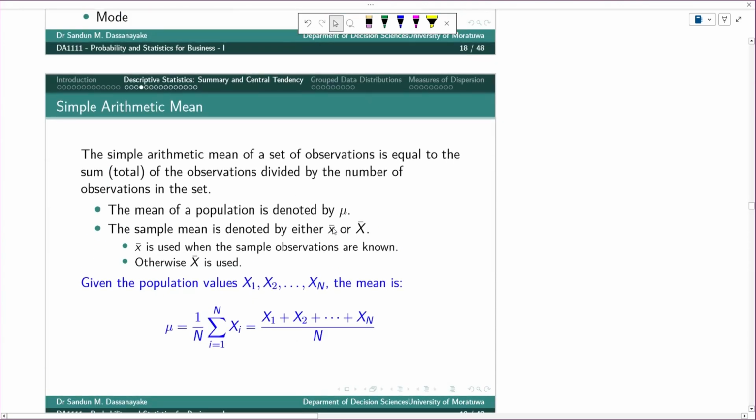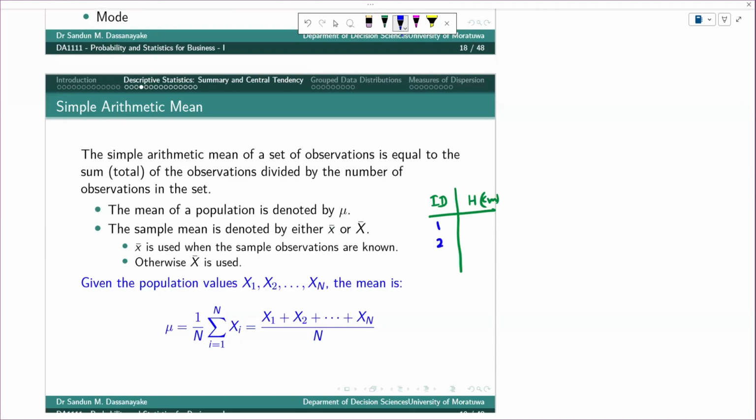Let's look at simple arithmetic mean. The simple arithmetic mean of a set of observations is equal to the sum of the observations divided by the number of observations in the set, which is a very simple concept. If you have, for example, ID here and the height here, height in centimeters, take a look at the units. Units are important: centimeters, meters, or kilometers. The units are important because the distribution, the mean, and everything will be described based on the units if you are looking at numerical measures.